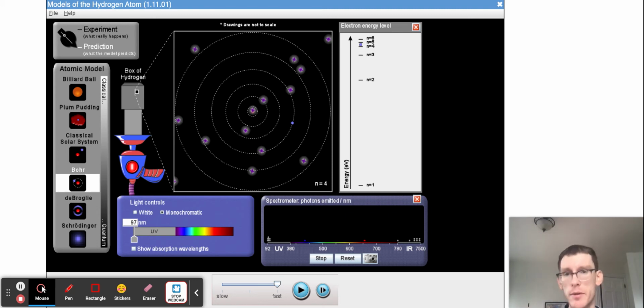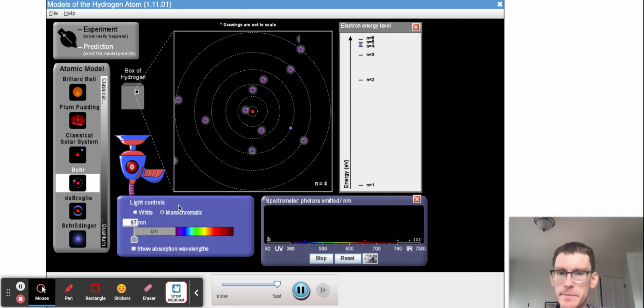So just recapping, 94 nanometers of light had enough energy to bump the electron to the sixth shell. 95 bumped it up to the fifth shell. 97 nanometers brought it up to the fourth shell. Now you might be wondering about 96 nanometers. Well, I'm going to turn off the light, play the simulation again, and the electron will bump down eventually.